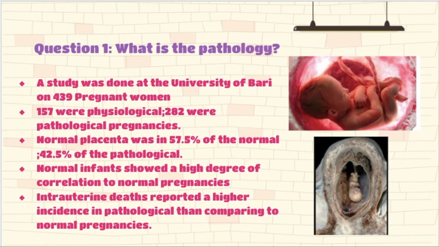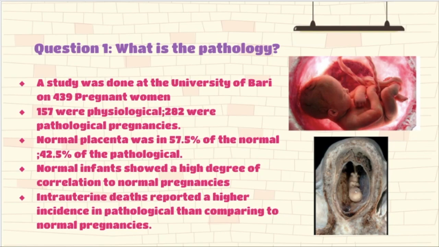And then in my second slide, I just continued on. I found that there was a study done at the University of Bari on 439 pregnant women, and they found that of the pregnancies, 157 were physiological pregnancies, and 282 were pathological pregnancies. They also found that normal placentas were in 57.5% of the normal pregnancies and 42.5% of the pathological pregnancies.